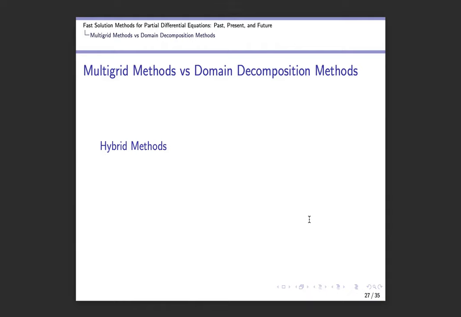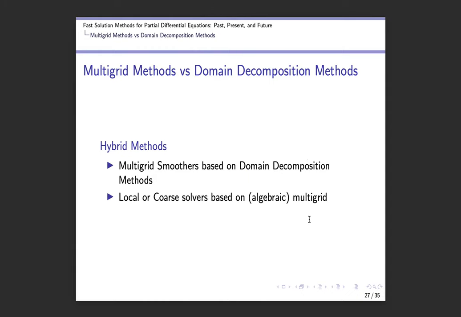Definitely, we may consider hybrid methods, a combination of multigrid and domain decomposition methods. So we can construct multigrid smoothers based on domain decomposition methods. Also, we can solve local problems or coarse problems based on multigrid methods. In this case, we usually use algebraic multigrid.